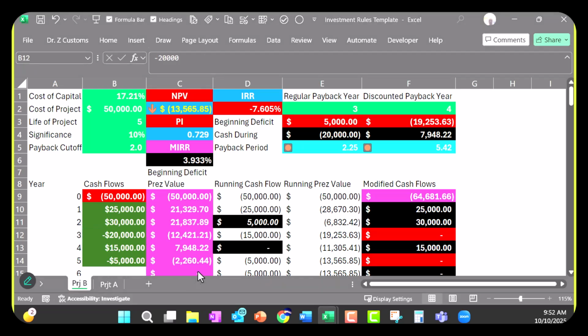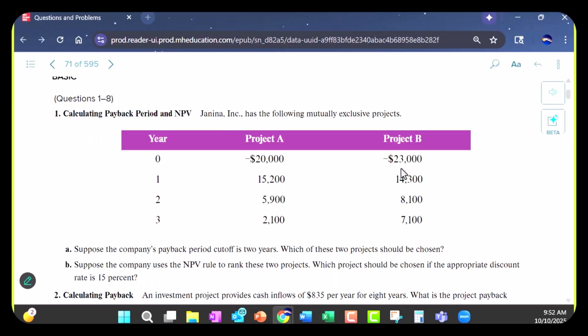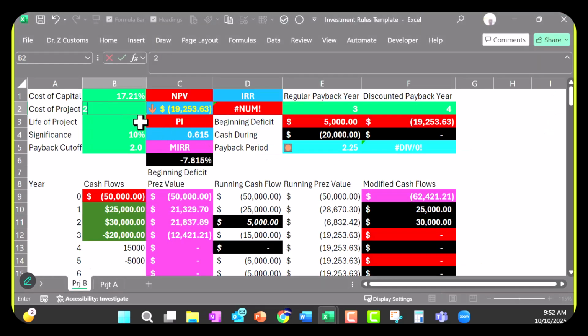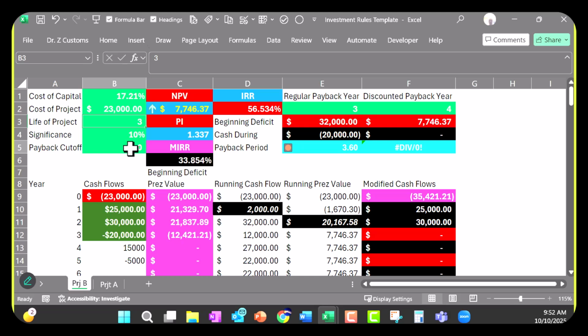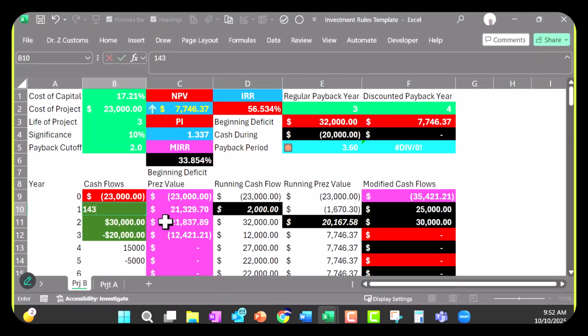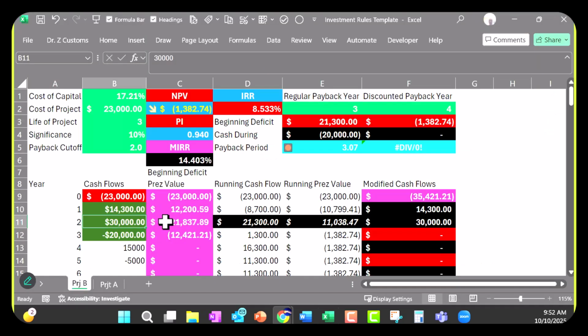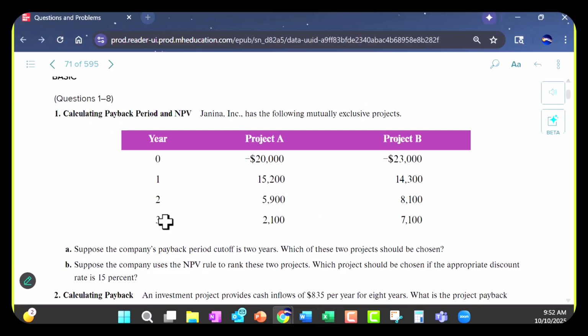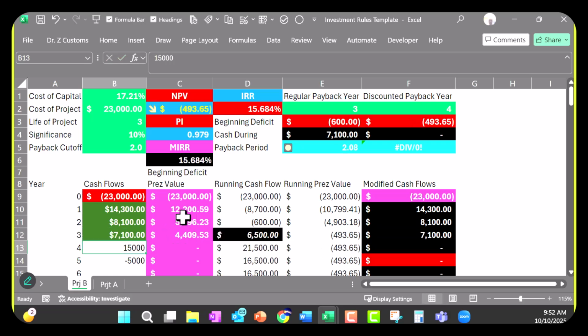Okay. Let's do project B. Again, that's for 3 years. It costs 23,000. Payback cutoff is still 2. Cash flows are 14.3, 8,100, and 7,100. This one pays back in year 3, right? So payback period is 2.08.